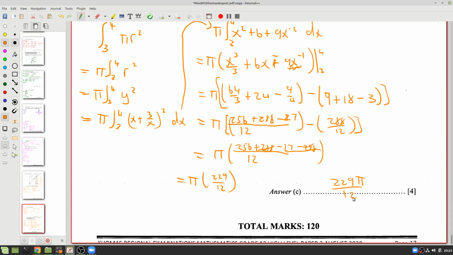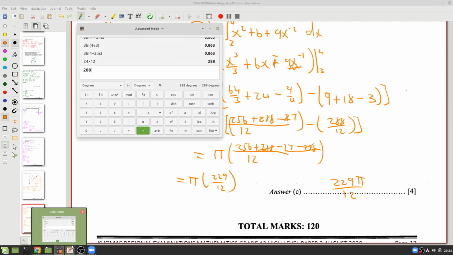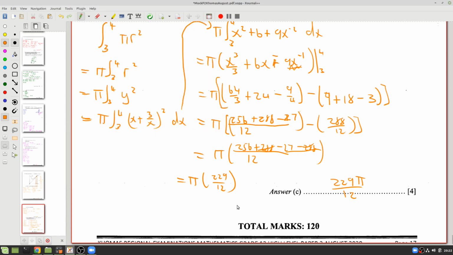And I'm pretty sure this can't simplify any further, but if it can, it might be able to. I'm not sure. We don't want to leave it in terms of pi. I'm not sure if this calculator can simplify things. I'm probably not. Let's just check what is 229 divided by 12. Nah, I'm not sure. So if this is not the simplest answer, please let me know in the comments below, and I might update or at least put in something that says what the actual simplest answer is.